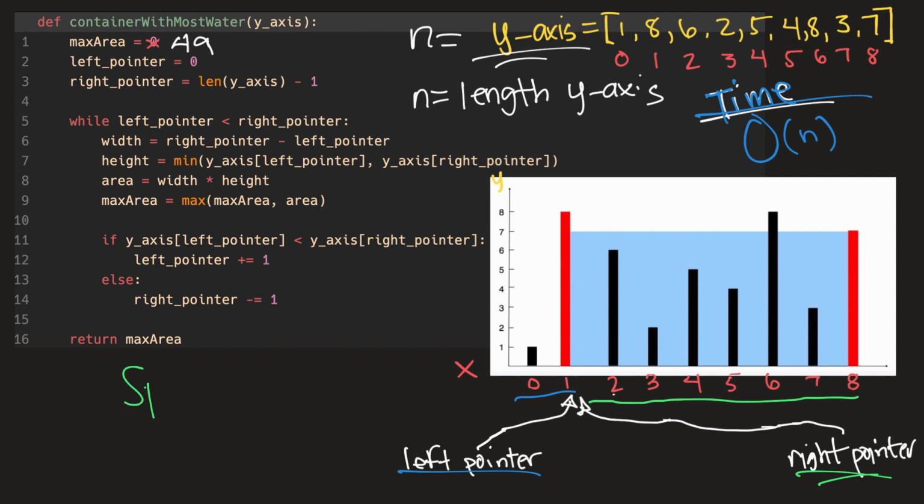And for our space complexity, the solution is O of 1. And that's because we don't use any extra space for this algorithm. The amount of space that we use is constant. It doesn't scale with our input.